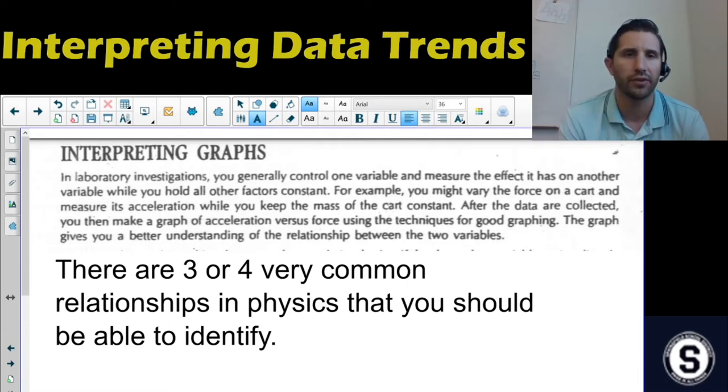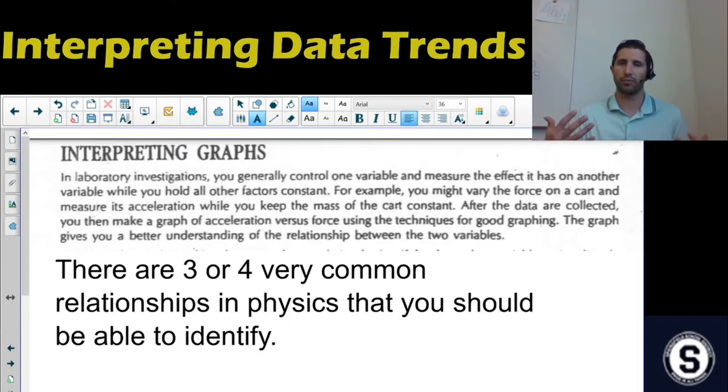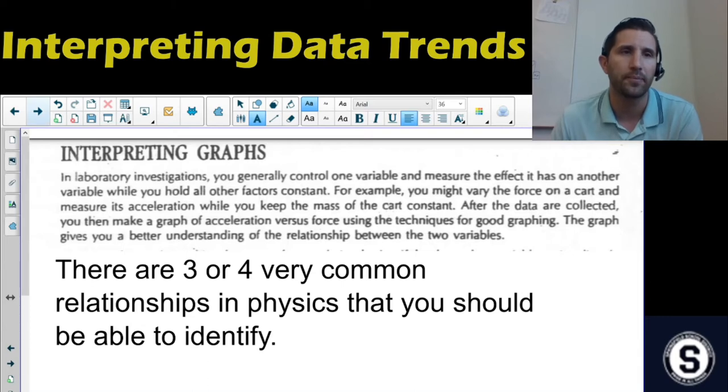After the data are collected, you then make a graph of acceleration versus force using the techniques for good graphing. The graph gives you a better understanding of the relationship between the two variables. So being able to take data, put it into a graph, and then look at that graph and see how those things are related is going to be incredibly important to us in science. And there are 3 or 4 very common relationships in physics that you should be able to identify and know. You should get used to seeing these and be able to identify them. So I want to talk about that.